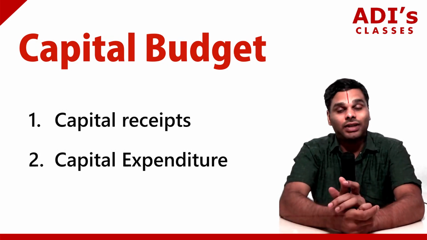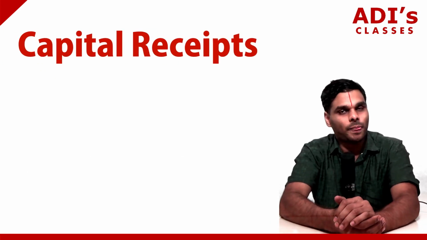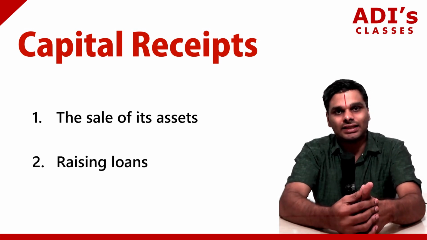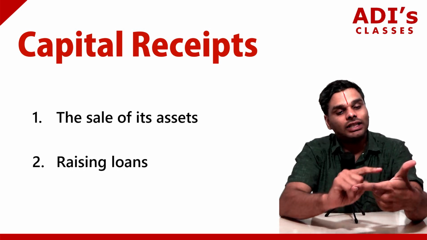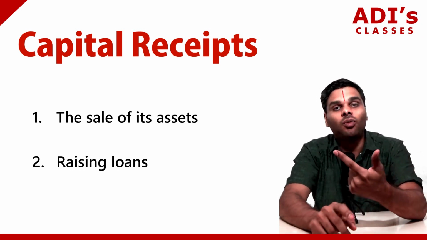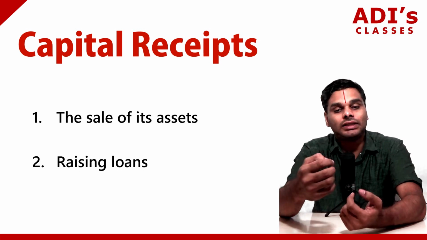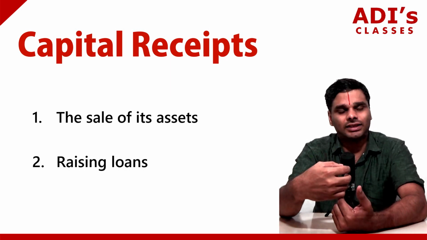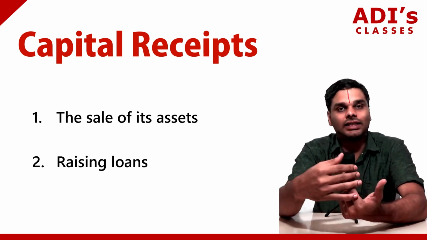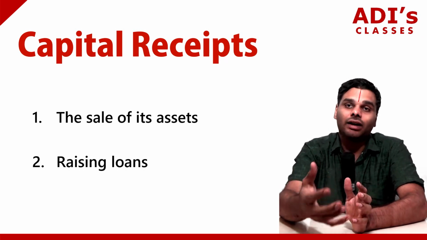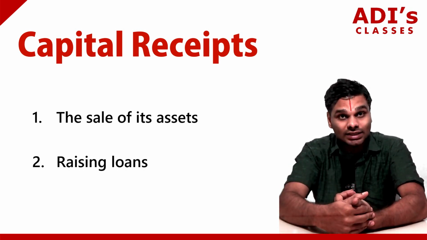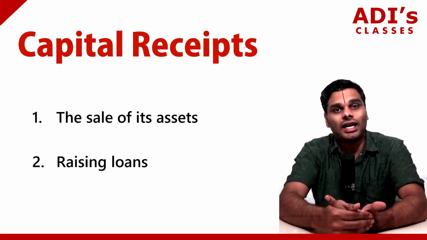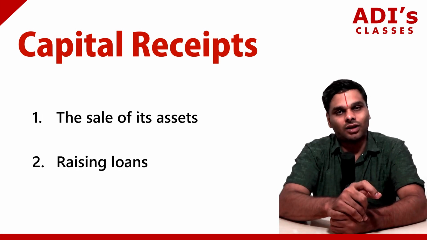So what are the components of capital receipts? That is what we are going to look at now. The money that the government receives from the sale of its assets and raising loans. Both of these are capital receipts. So what is capital? Capital account means an account where you have something to do with assets and liabilities, right? So the money that the government receives from the sale of its assets is going into capital receipts. If you raise a loan, again that is a liability that is coming into the capital account.